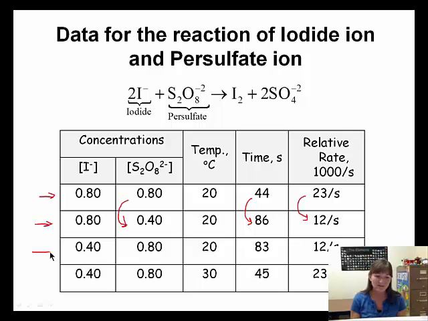Here in trial 3, it looks like they decreased the concentration of the iodine this time and kept the temperature constant, and you can see that once again the reaction took twice as long.